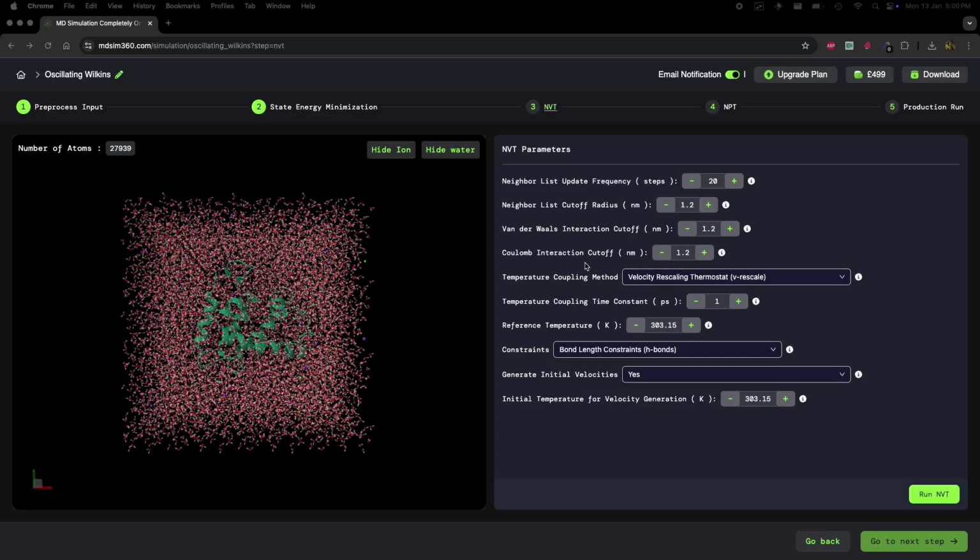Following that, we have the van der Waals interaction forces. This parameter defines the range of van der Waals forces, which are either attractive or repulsive interactions between atoms. It's controlled by a cutoff radius, just like the neighbor list. Then, we have the Coulomb interaction cutoff. This controls the electrostatic interactions between charged particles, and again, we set a cutoff distance for these interactions.